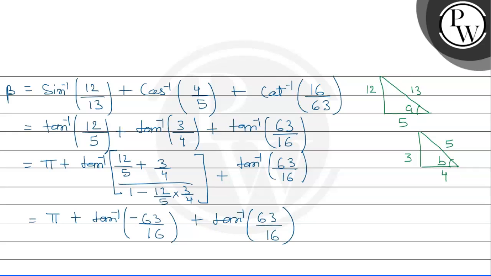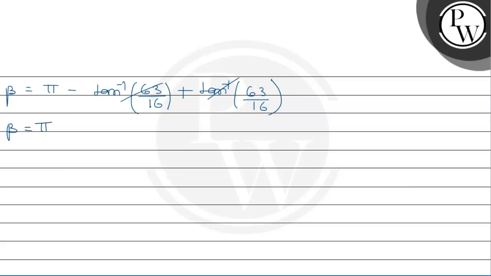So we know that tan inverse of minus theta will be minus tan inverse theta. So from that, the value of beta is equal to pi minus tan inverse 63 upon 16 plus tan inverse 63 upon 16. So this will cancel out. So the value of beta comes out from here as pi. Now we have the value of beta: it will be pi.